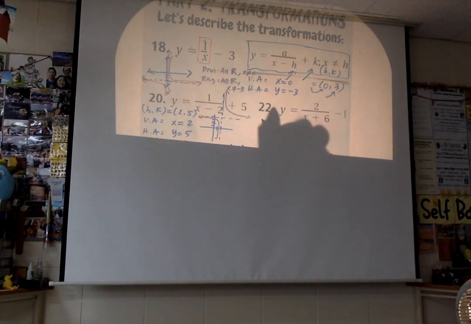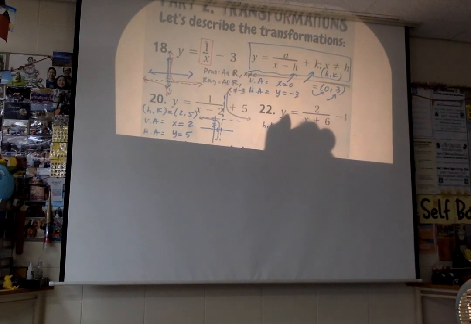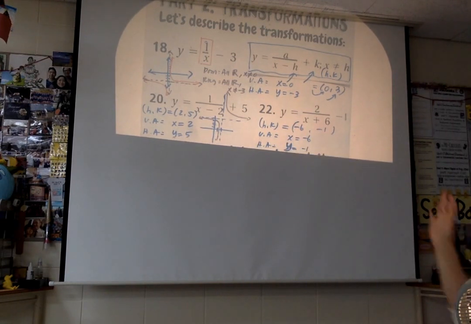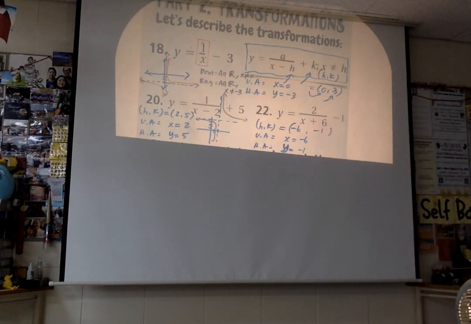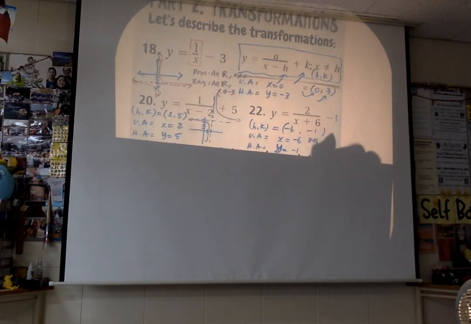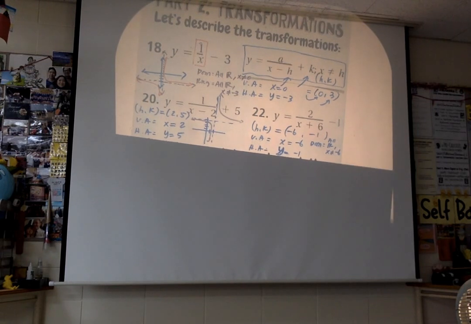Stop the video. Welcome back! So h, k, you should have written negative 6 and negative 1. Who got that? Make some noise. Vertical asymptote, x equals negative 6. Horizontal asymptote, y equals negative 1. If you got this right, give your neighbor a high five. Now, domain and range. Domain, all reals except that x cannot equal negative 6.